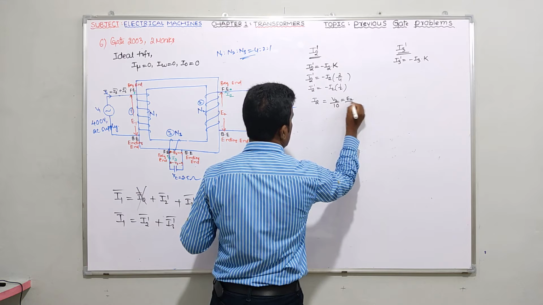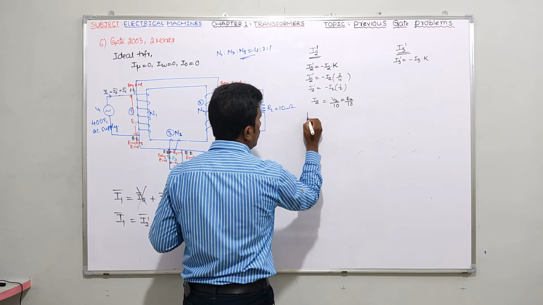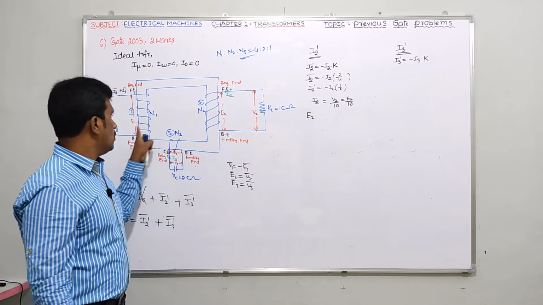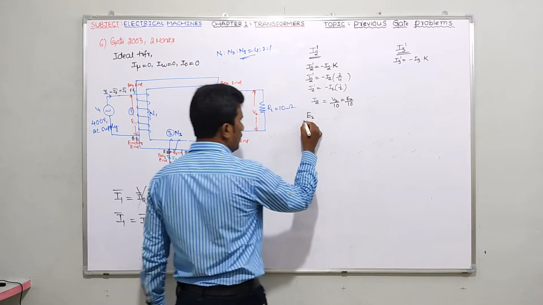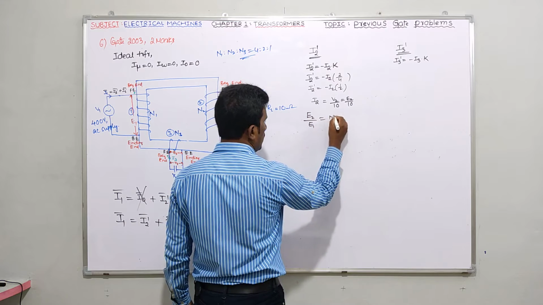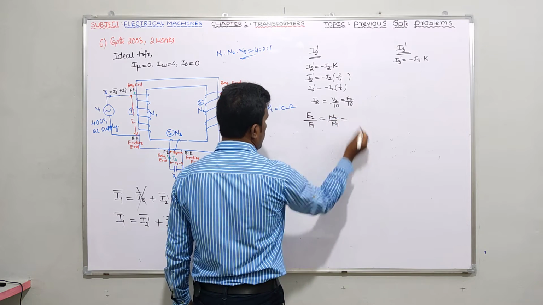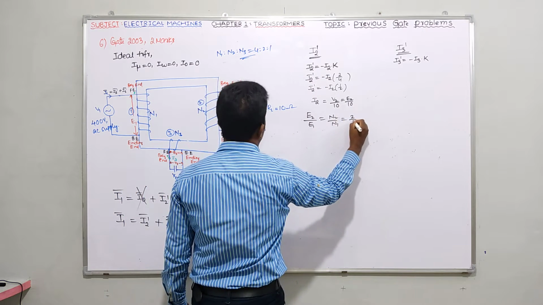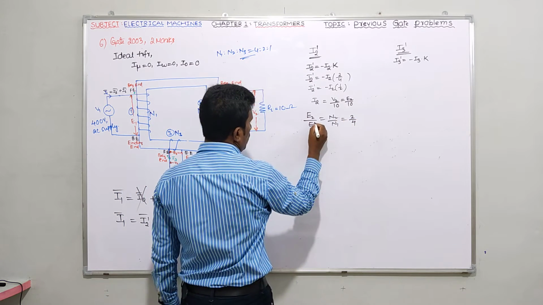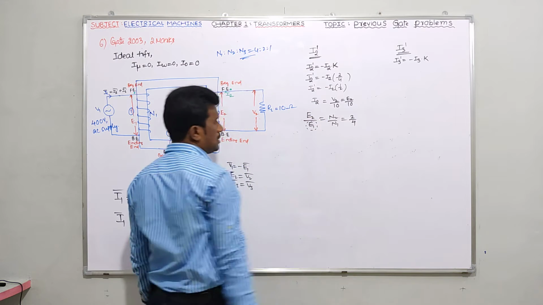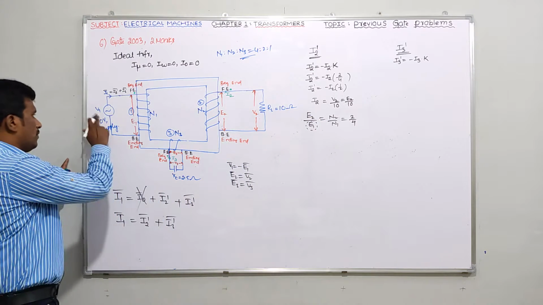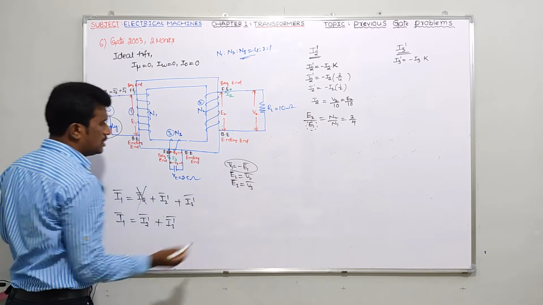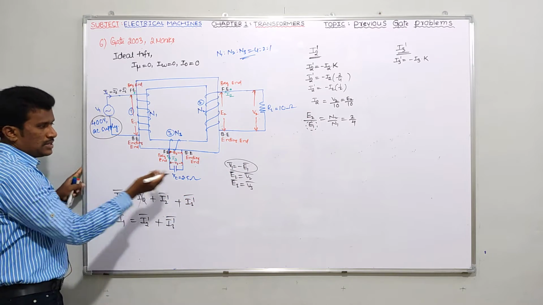So if you want to find E2, if I know the E1 value I can find it, because E2 by E1 equals what? N2 by N1. N2 by N1 means 2 by 4. So if you know the E1 value, I can easily answer the E2 value. Here, guys, V1 is 400 volts AC. So I know that V1 equals minus E1 bar, that is the relation.